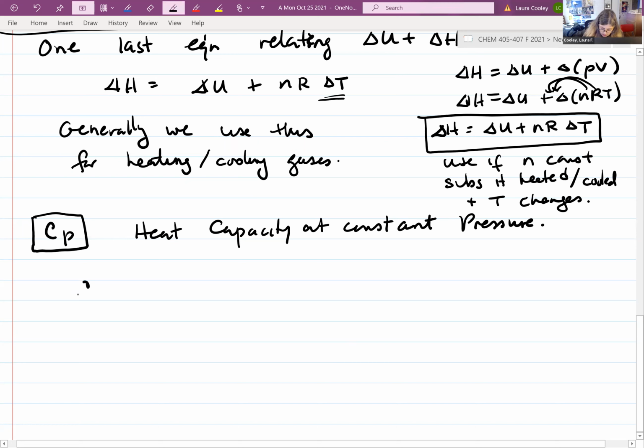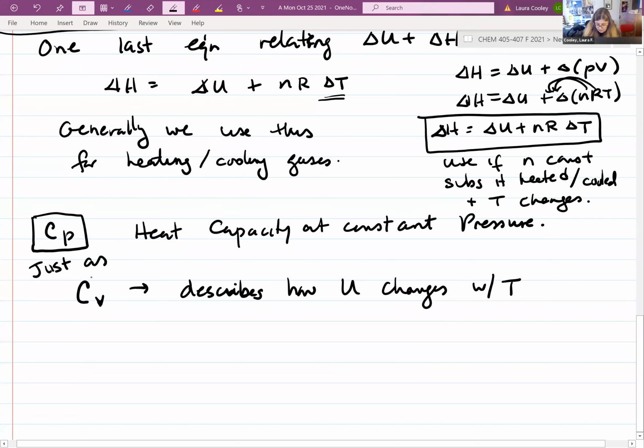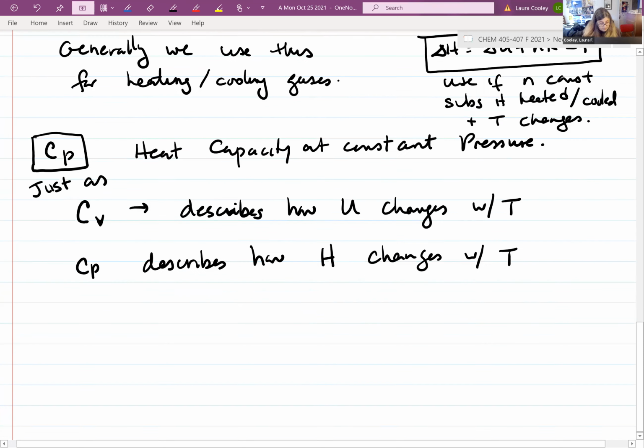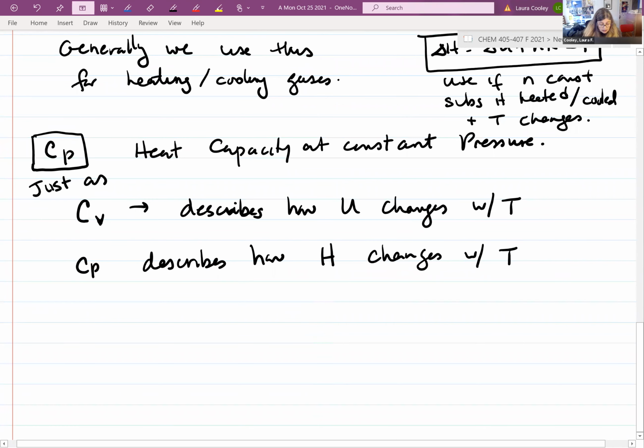So it's just like the heat capacity at constant volume, right? This describes how the internal energy changes with temperature. So just as CV describes that, CP describes how H changes with temperature. Okay, so I'll do a similar thing.